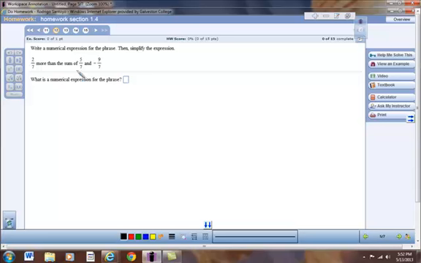Another one, write a numerical expression for the phrase, then simplify it. So here, this is 2/7 more than the sum of 5/7 and negative 9 over 7. So 2/7 more than that sum. So we're going to be adding 5/7 and negative 9/7. And then whatever we get, it's going to be 2/7 more than that sum there.